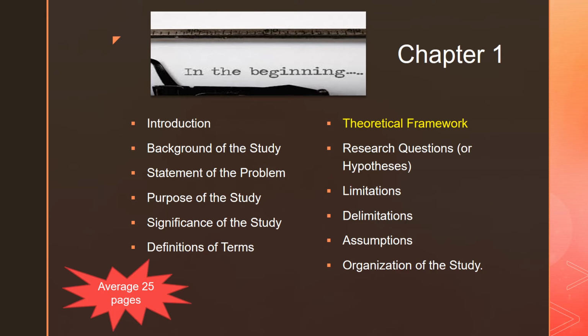Chapter 1. Chapter 1 is the beginning. It is the first chapter in your dissertation. You will have an introduction, background of the study, statement of the problem, purpose of the study, significance of the study, definition of terms, theoretical framework, research questions or a hypothesis, limitations, delimitations, assumptions, and organization of the study. All of these are subtitles in your Chapter 1. It does average about 25 pages.